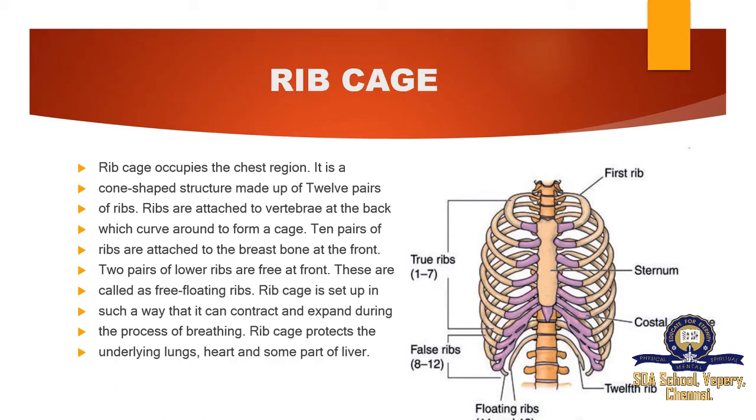This rib cage is set up in such a way that it can contract and expand while we are breathing in and breathing out, helping the process of breathing. The rib cage protects the underlying lungs, heart, and some part of our liver. So under this rib cage, we have the heart, lungs, and some parts of the liver, and it is protecting these inner organs.